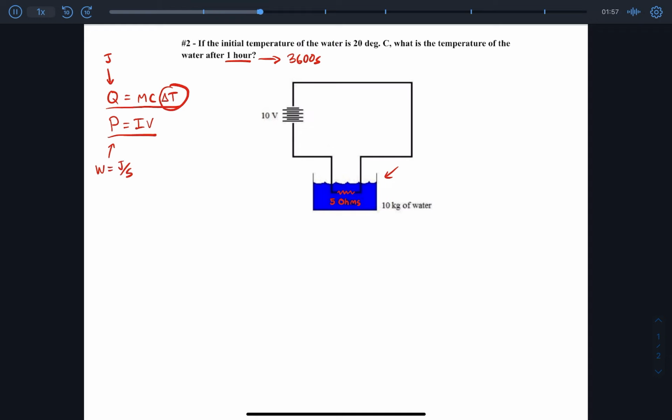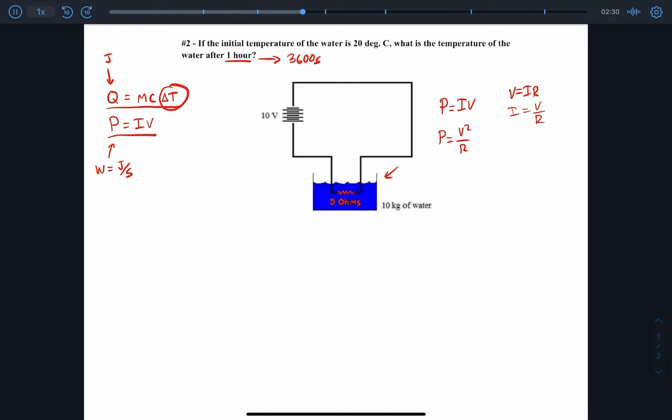To start, we know that P equals IV, but in this problem, we're only given V and R, we're not given I. So we could go and use our Ohm's law, V equals IR, and solve for our I. Or what we could do is just plug that directly into our power equation, because we know that I is equal to V over R. And so we can say that P is equal to V squared over R.